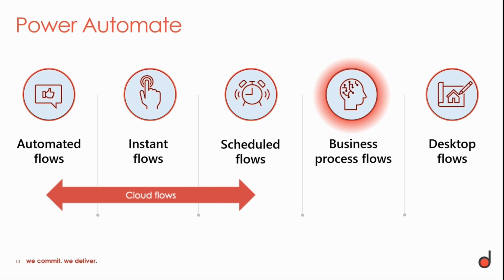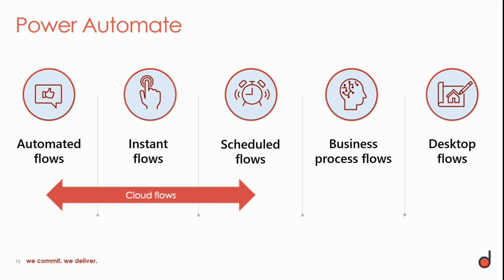So if you have a set process in your organization where people are qualifying leads and dealing with opportunities and converting those opportunities into orders, you might want to have a standard process that everybody follows. That's what a business process flow would help you do.